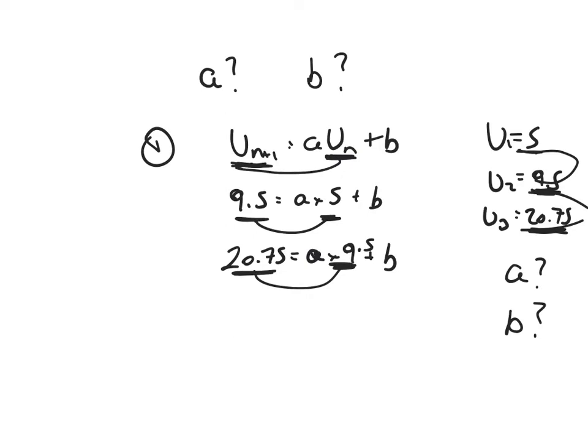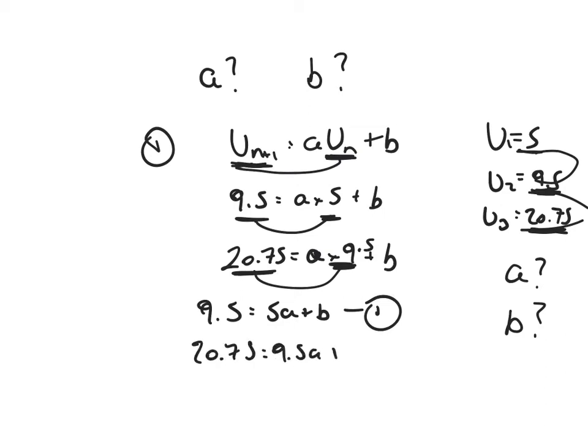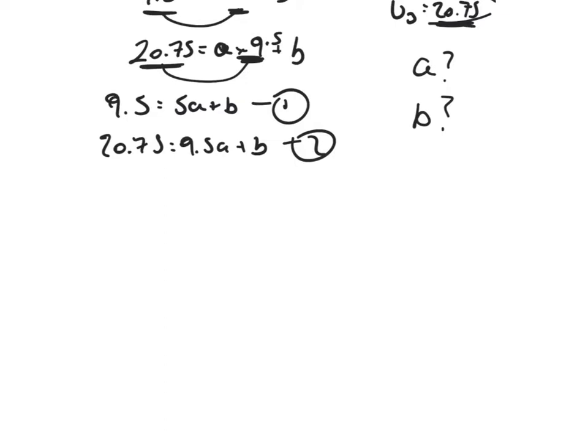Okay, so let's shorten these up. 9.5 equals 5A plus B, I could call that equation 1. And 20.75 equals 9.5A plus B, I could call that equation 2. I've got two equations and two unknowns, and I can use a National 5 skill, which is simultaneous equations. These are a pair of very simple equations to solve. So I'm going to eliminate B's.